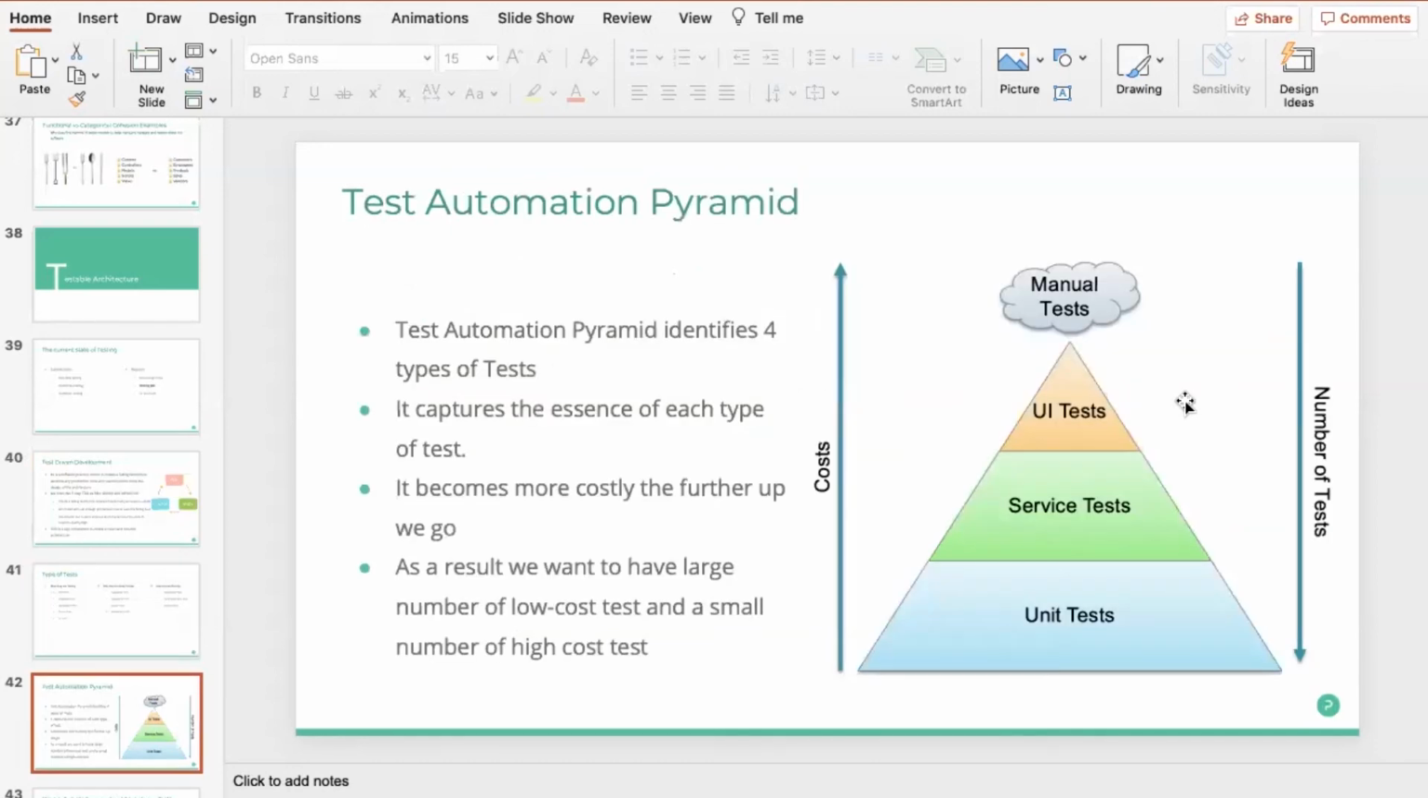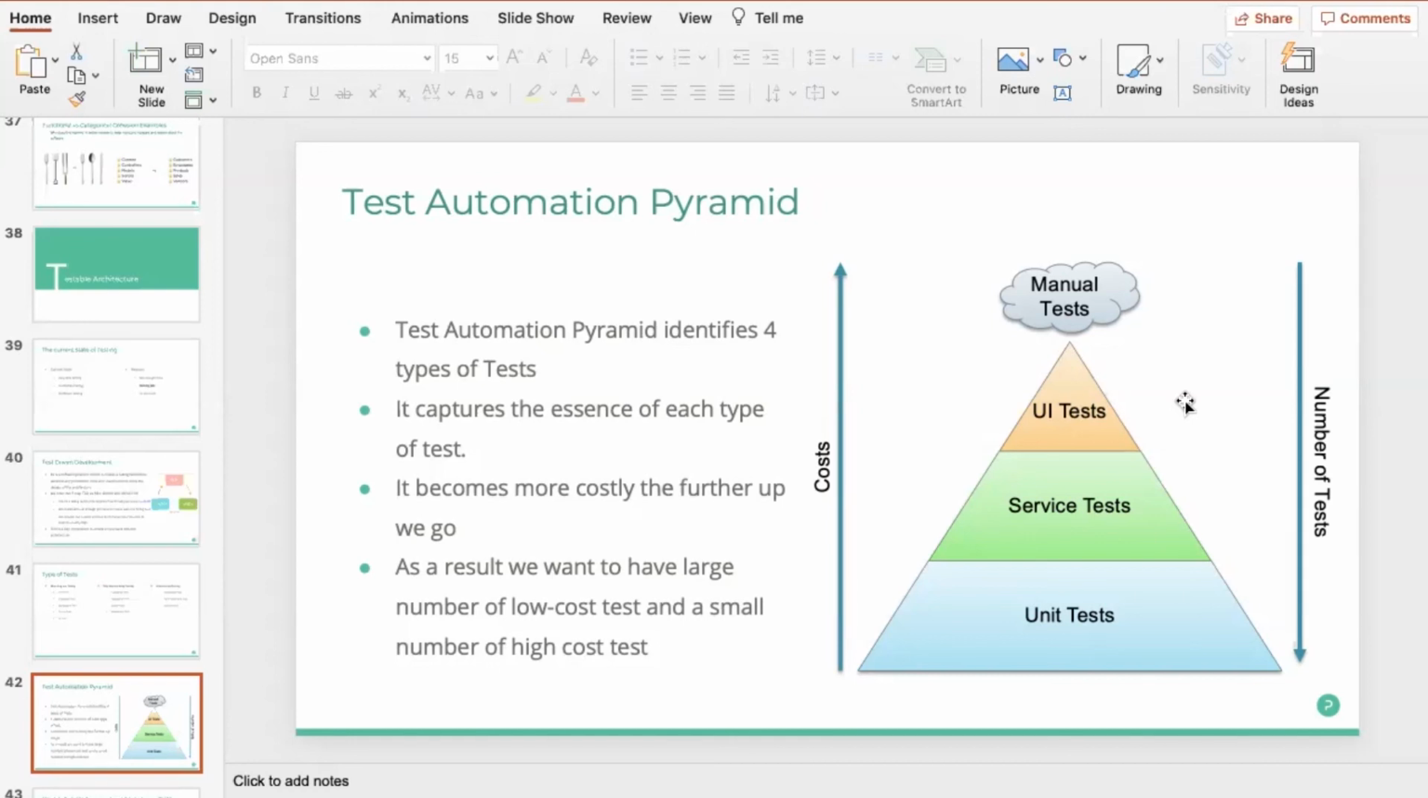Now, I want to talk about this test automation pyramid. It's part of a book called Agile, I forgot the name actually, I can let you know later. What this test automation pyramid depicts is four types of tests. At the bottom you see the unit test, above that the service test and the UI test, and outside the pyramid is the manual test.